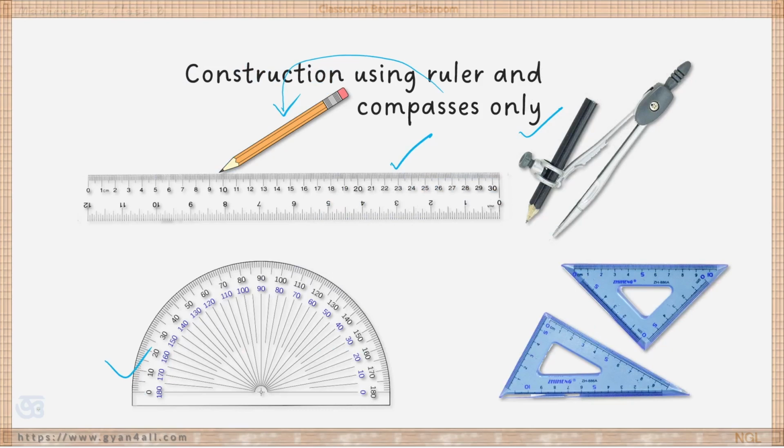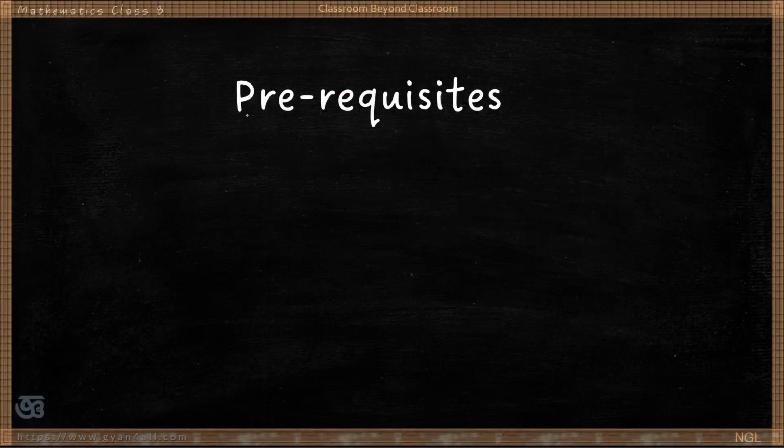These are called the set square, and this is called 45-degree set square, and this is called 30-degree, 60-degree set square, because this angle is 30-degree and this angle is 60-degree, and here both these angles are 45-degree, 45-degree. Now the prerequisites to construct geometrical figures.